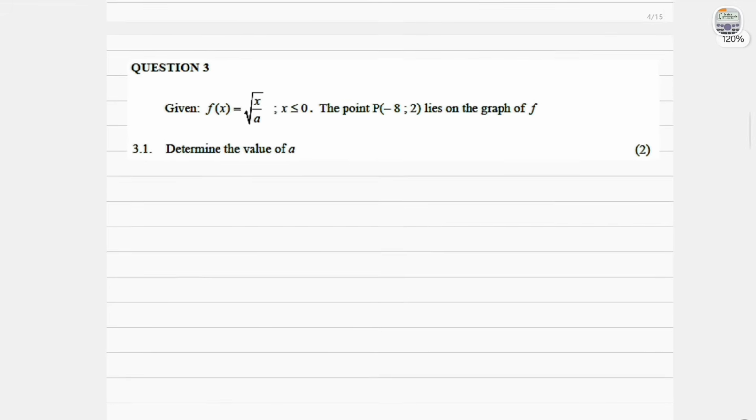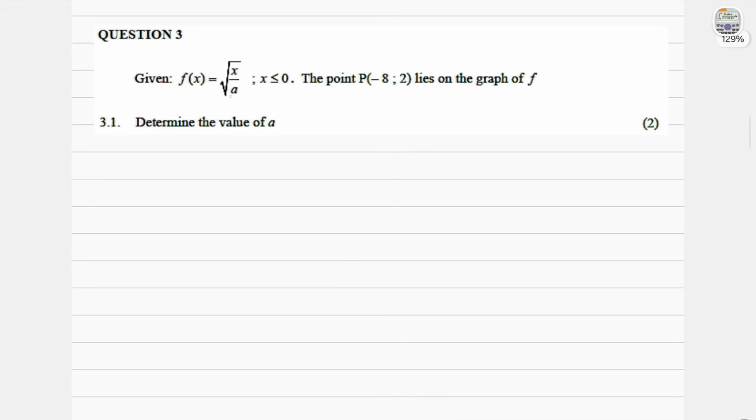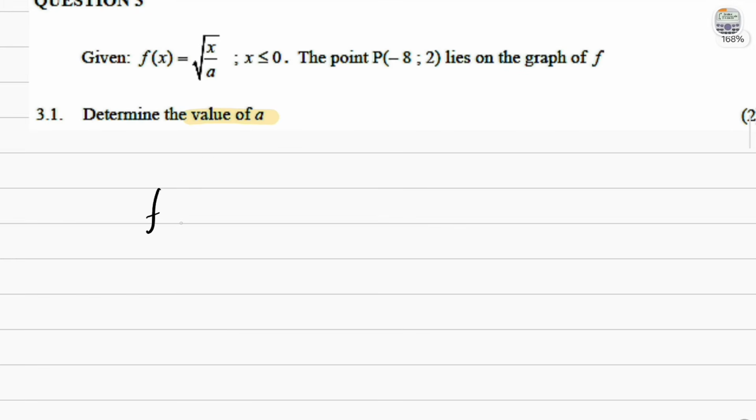Question 3 says, given f of x is equal to the square root of x over a, where x is less than or equal to 0, the point P, which is (negative 8; 2), lies on the graph of f. Determine the value of a. Okay, so let's take this point and substitute it into this equation.